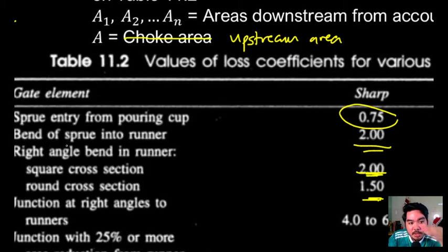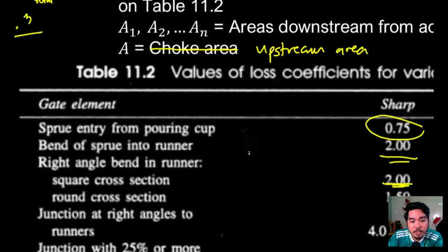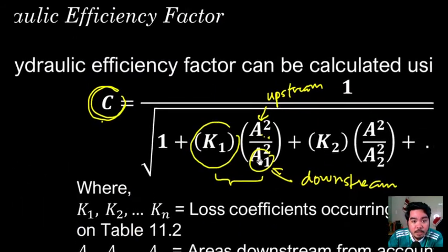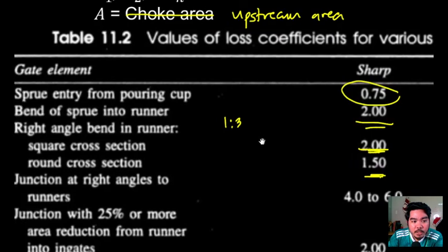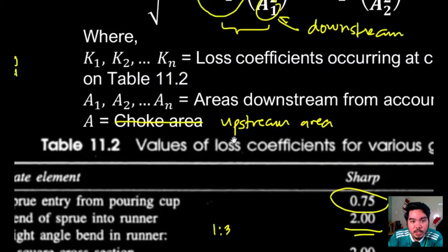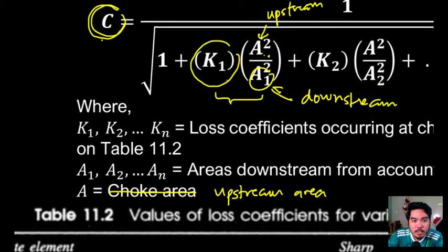So, if it's a bend of sprue into runner, and we have one runner lang, and we have a gating ratio of 1:3, kunwari, then etong value na to just becomes 2.0. So, this becomes 2.0. Tapos, etong value na to becomes 1 squared over 3 squared.